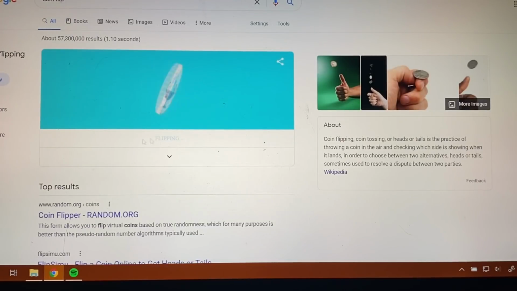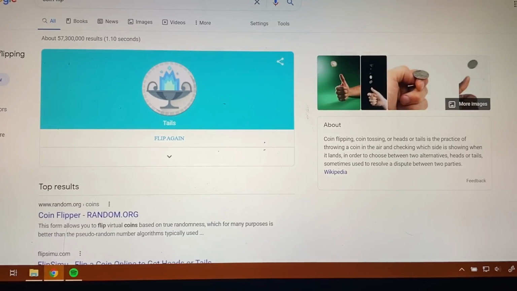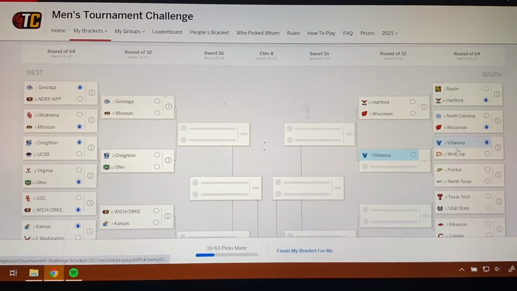Up next, we have North Carolina versus Wisconsin. We're to see North Carolina as an 8 seed, but it doesn't matter because we won't be seeing them any longer. We have Wisconsin moving on. Up next, Villanova versus Winthrop. We have Villanova moving on as the 5 seed.